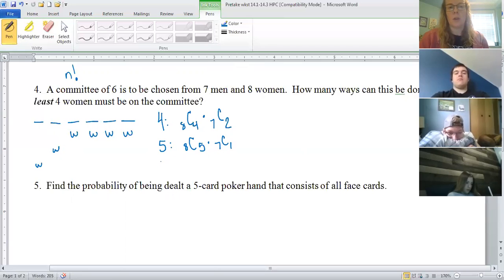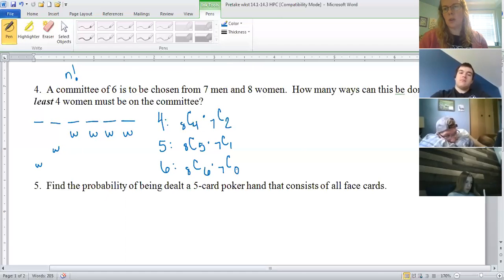And then if there were all women on the committee, it'd be 8 choose 6, because we'd be choosing from those 8 women. And then from the men, we wouldn't choose any. So you do have to put that in there, but 7 choose 0. There's only one way to choose 0 of men. So anytime you have something choose 0, that's just going to end up equaling 1. Okay. So if you didn't write that in, it wouldn't be the end of the world.